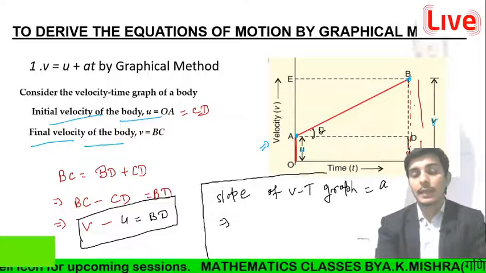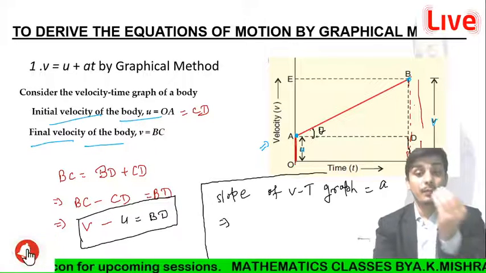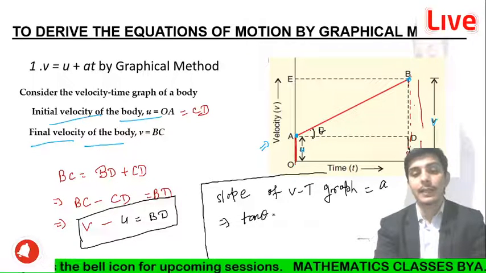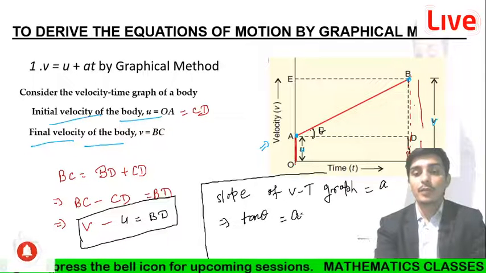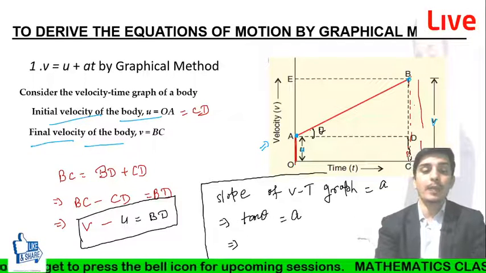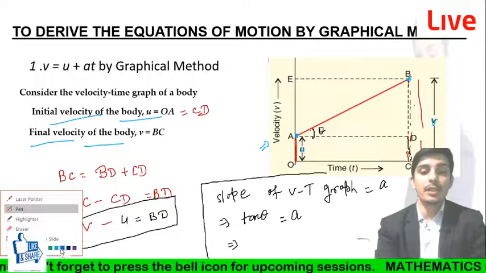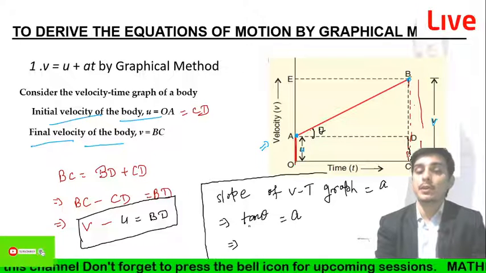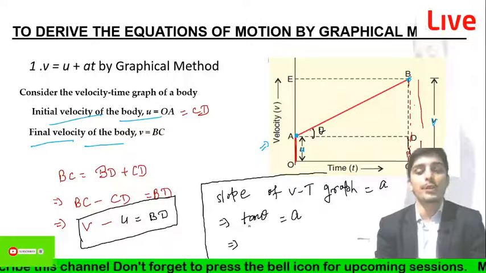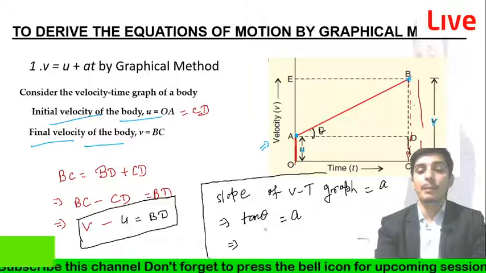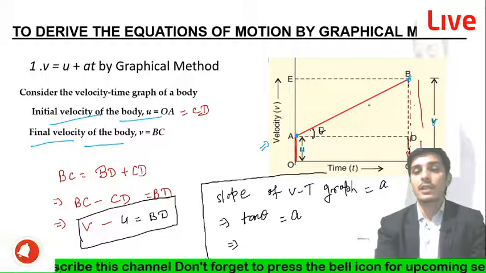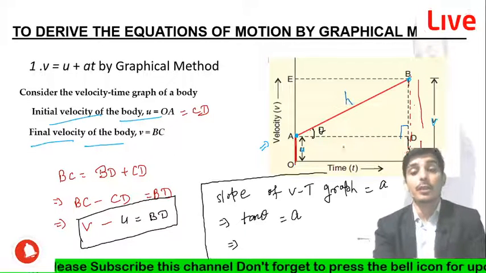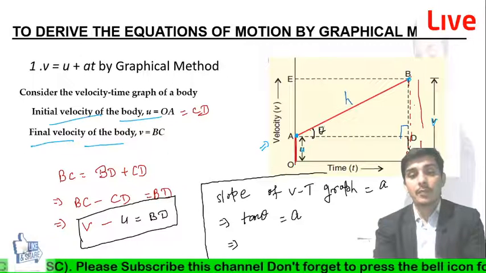How can we find the slope of that line? We know that the slope of the line is equal to tan theta. So tan theta is equal to a. We know one concept: tan theta equals perpendicular by base. You can apply this concept. In this figure, this is the hypotenuse, because the side opposite to the 90 degree angle is the hypotenuse, and this is the side opposite to theta.